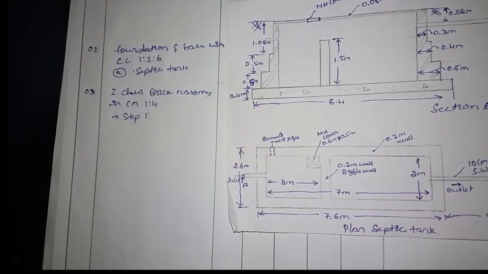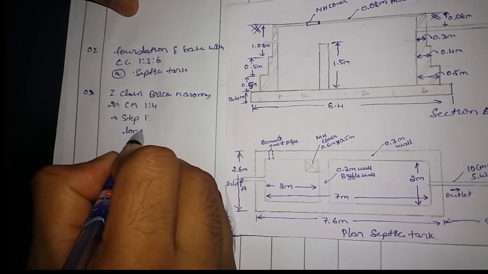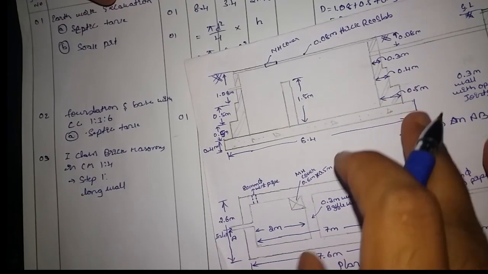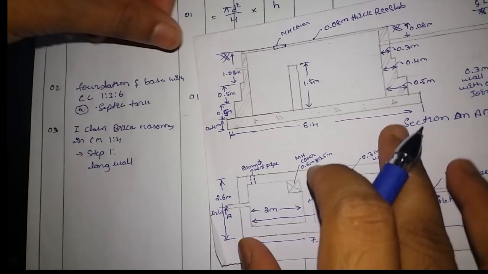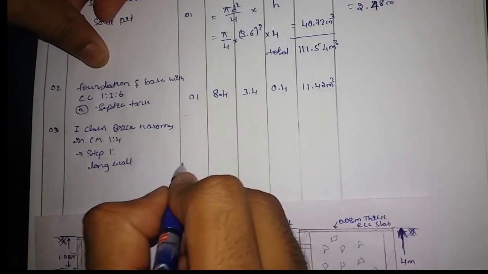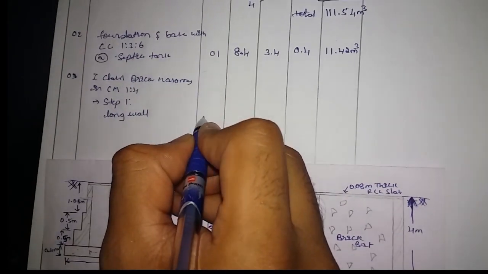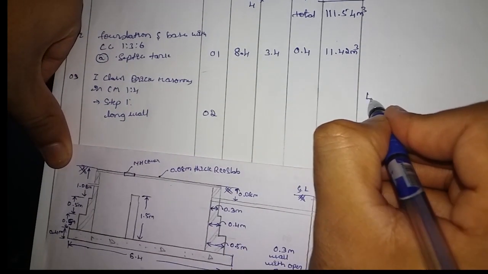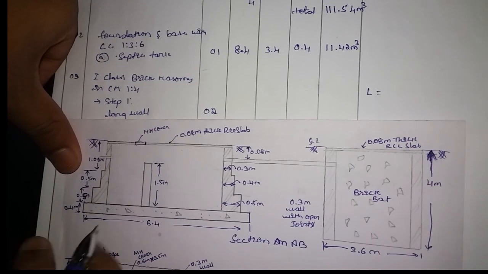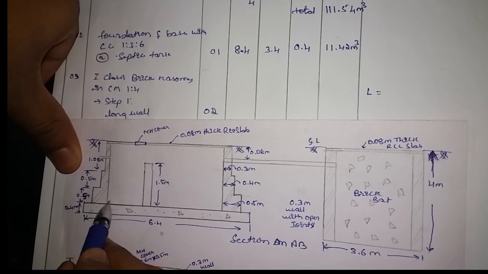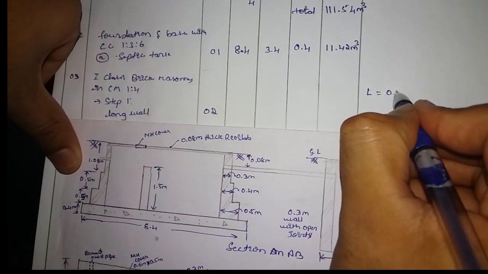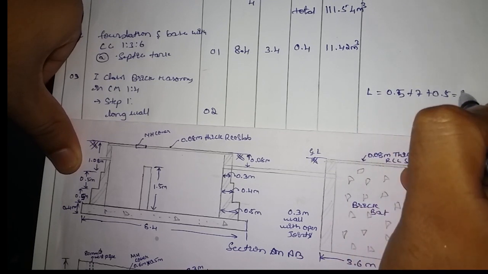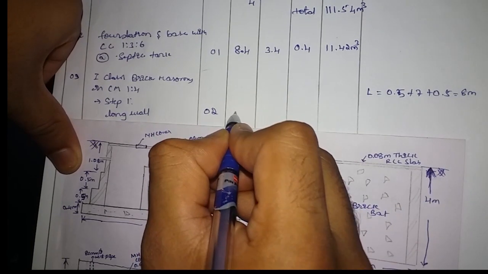Now what is step 1? In step 1, we will go for the long wall. All the things we did in the last problem, the same method we are going to use and find out the length of this long wall. Number of walls will be how much? It is 2, right? Now we need to find out the length. The length is equal to the inner distance 7, then 0.5, I am going to add this. This 0.5 plus 7 plus 0.5, you will get 8 meter. So your length will become 8 meter.